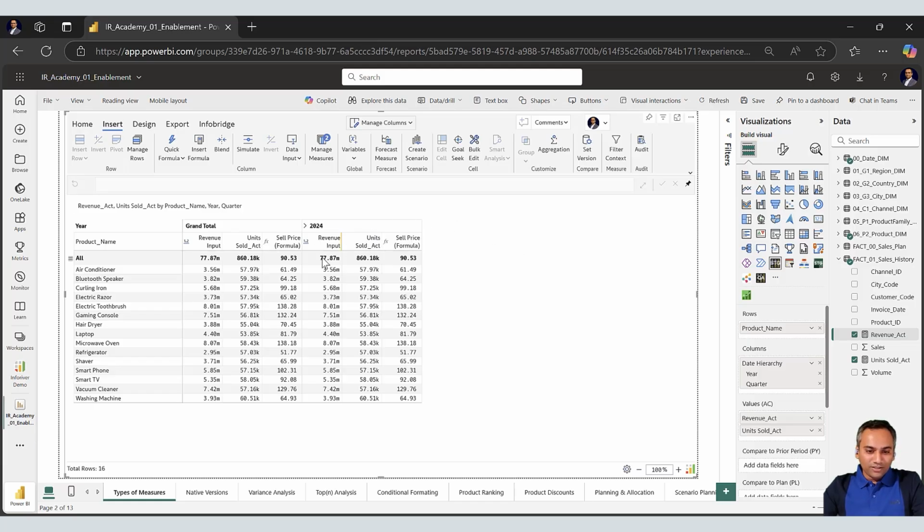Now, here's the fun part. So this is my data input measure. I can on the fly make changes on this measure by writing 80M scaled as 80 million. And you will see that the values of my formula, which is sell price, is changing.